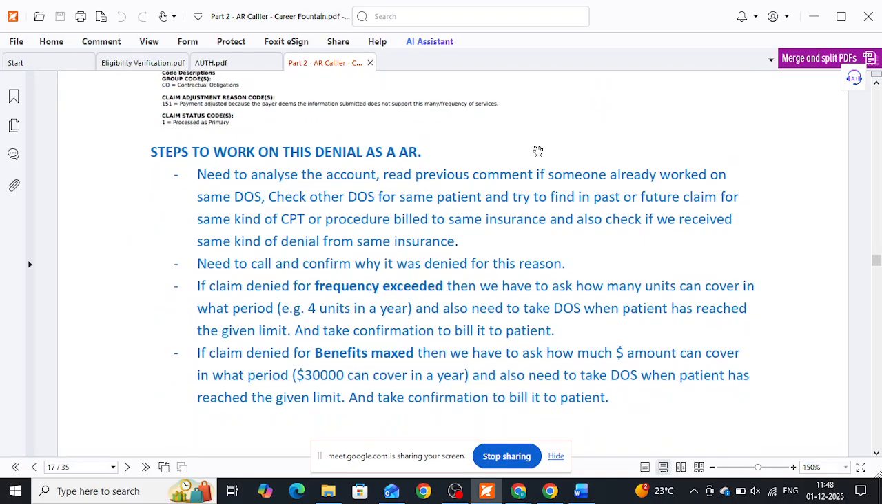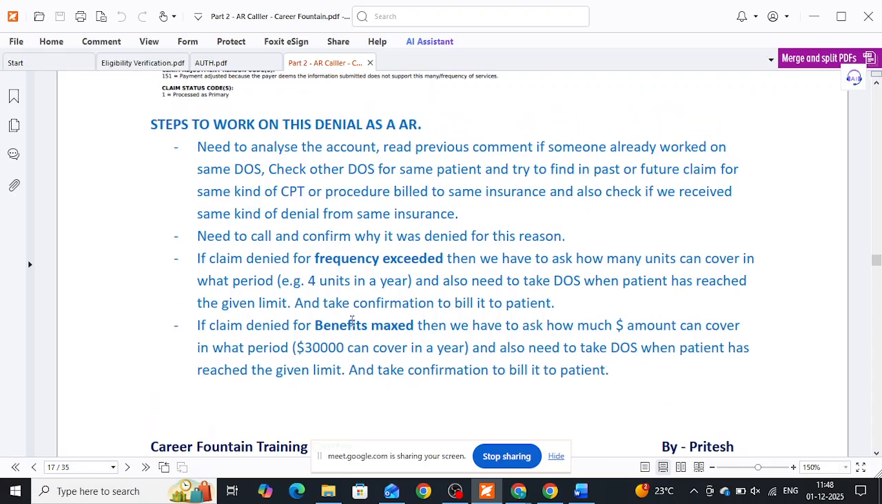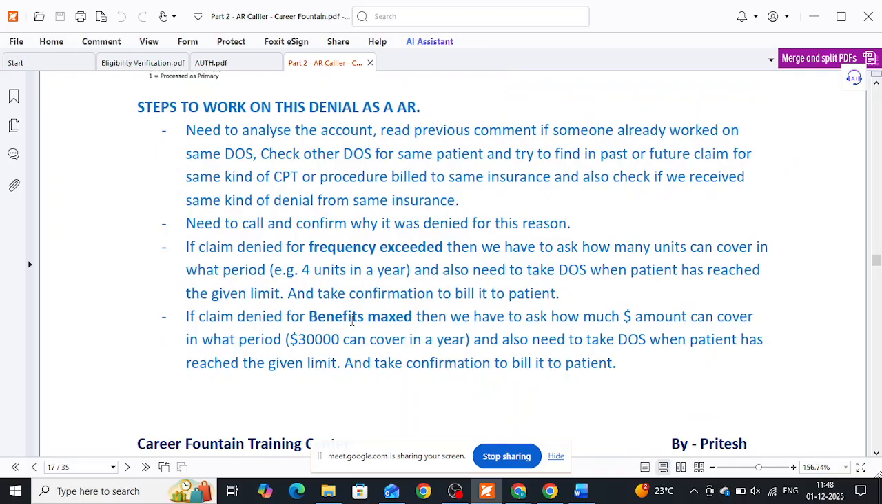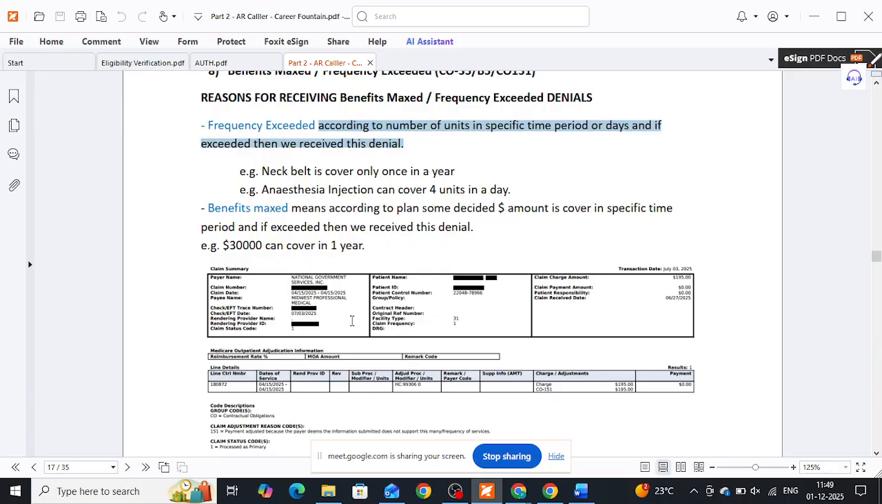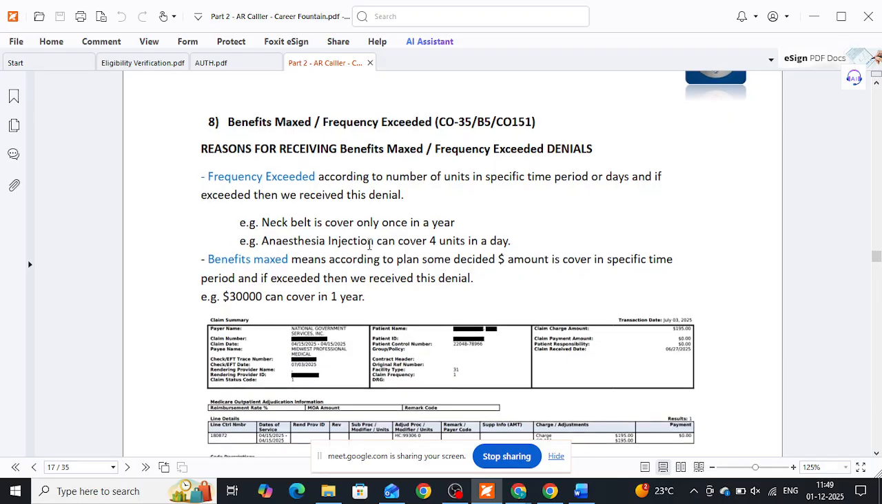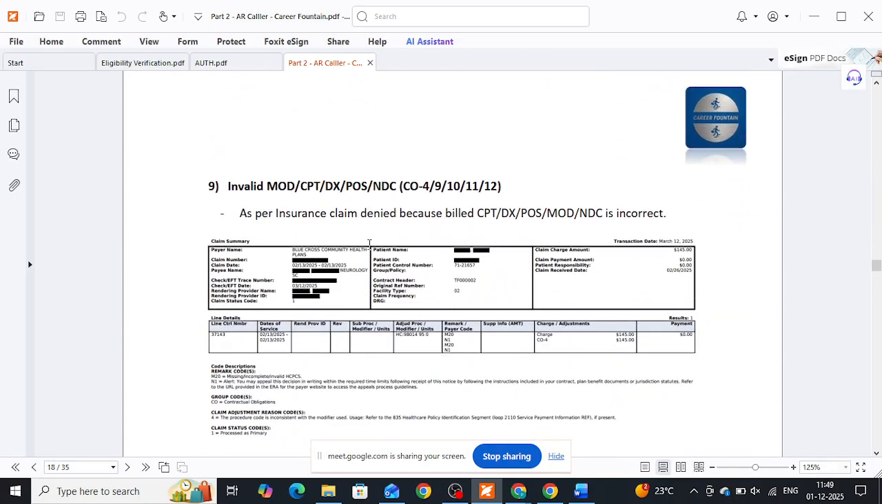If yes, then we can bill the next insurance. So here only 2 points are given, frequency or benefit. In both cases, if the patient doesn't have other insurance and you are calling the insurance, just take confirmation on whether we can bill the patient or not. They will say yes, we can bill the patient. So this is about frequency exceeded or benefit maxed. Just remember, benefits means dollar amount, frequency means number of units.